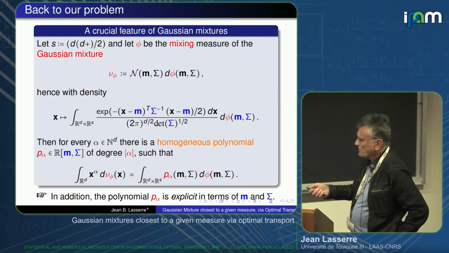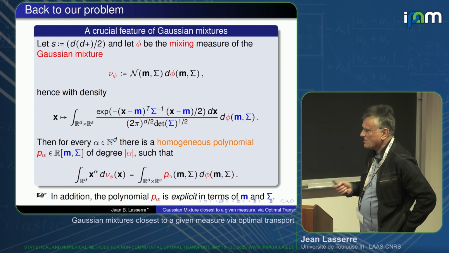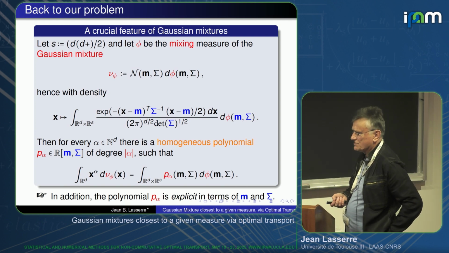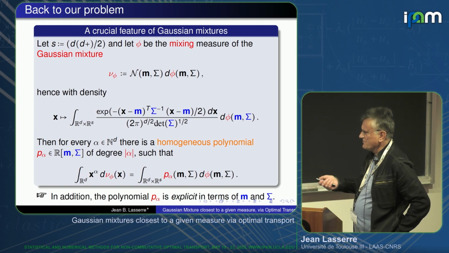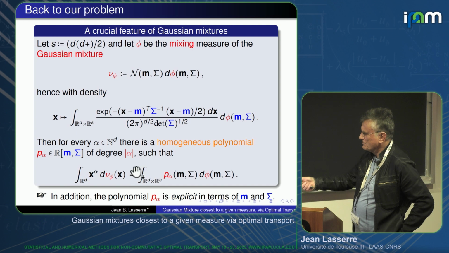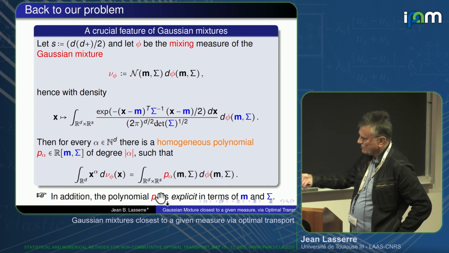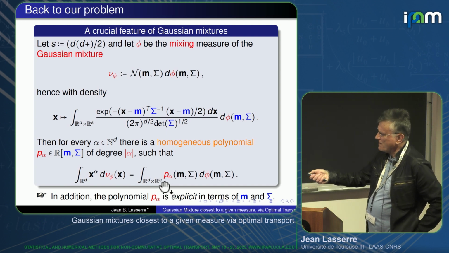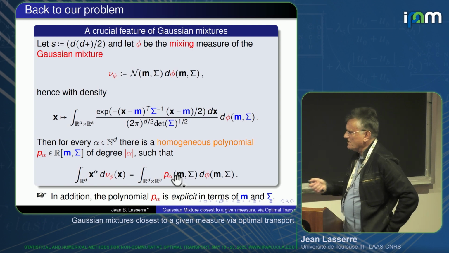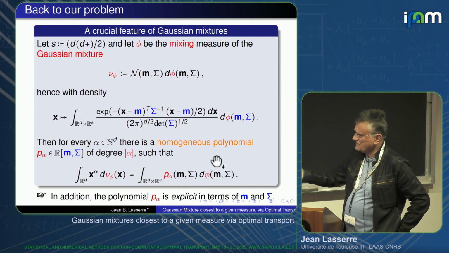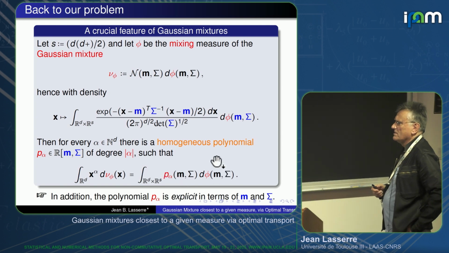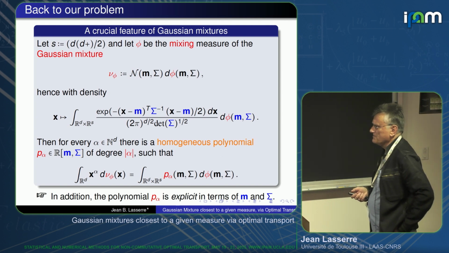And of course, this polynomial is explicit. For each alpha, you have an explicit polynomial, which is easy to compute, in terms of the parameter m and sigma. Okay, so if you give an arbitrary multi-index alpha, you can provide an explicit form for this polynomial p_alpha of the parameter (m, sigma). And then the moment of this Gaussian mixture is just the integration of this polynomial against the mixing measure phi. Okay?